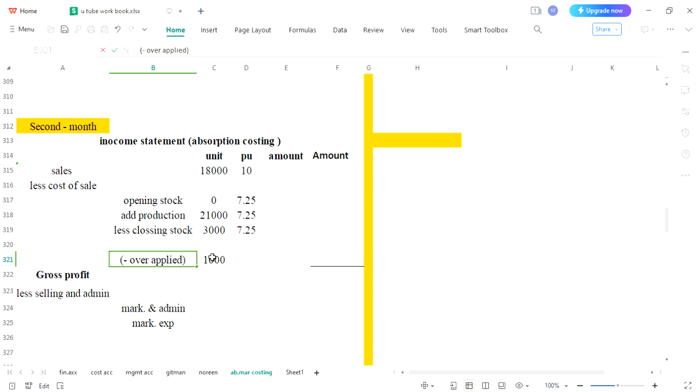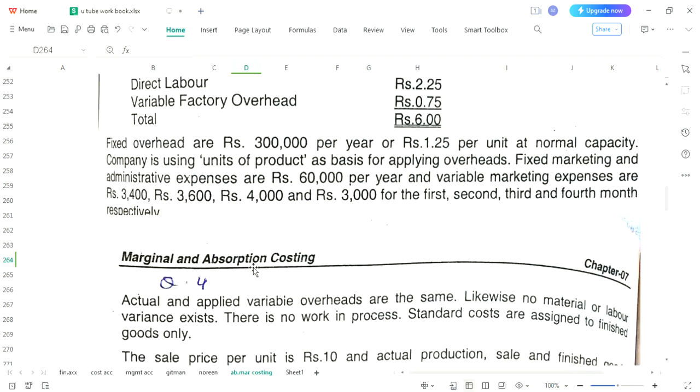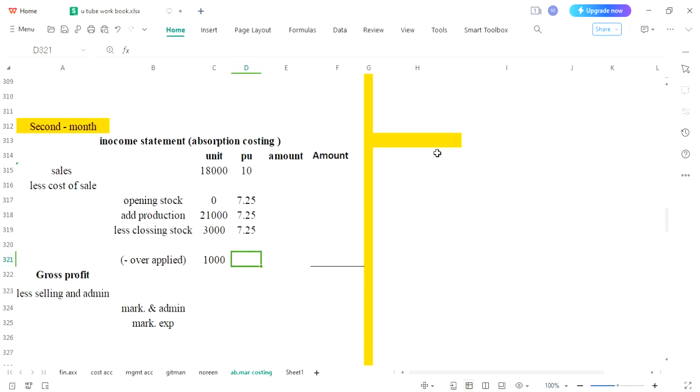Understand why? 20,000 was your standard and you have produced 21,000. That means you have overproduced units. How many? Standard 20, you produced 21, so 1,000 were extra production, and that would be called over applied. Over applied is directly associated with fixed cost, and fixed cost is mentioned in the question, fixed 1.25. So we are now ready to write 1.25. All elements regarding units and per units are completed.